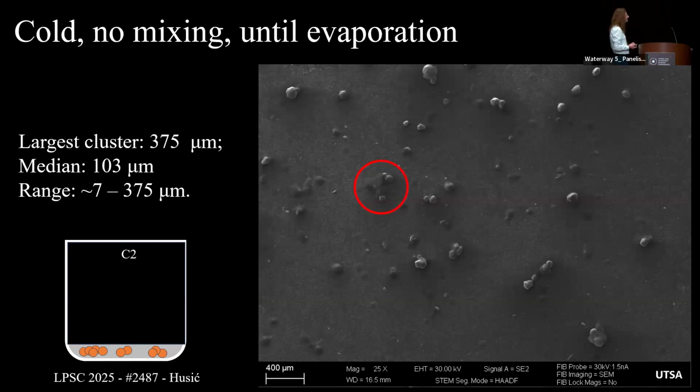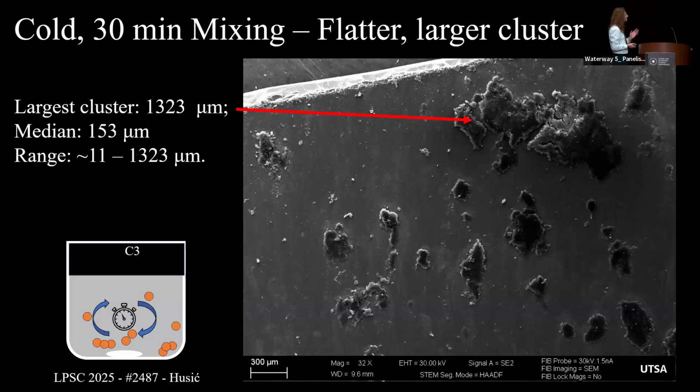And then once you let it evaporate, the median basically doubles 10 times, and the one in the circle is the biggest one I could find, 375 microns. So once again, time is making a difference. And then once you do the 30 minutes with mixing, it doesn't double, but it's 153 microns, the median, and that's the biggest one I could find, 1323. So here it's a little bit different, where now we're not even in the theoretical range anymore.